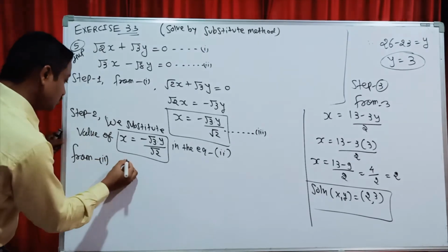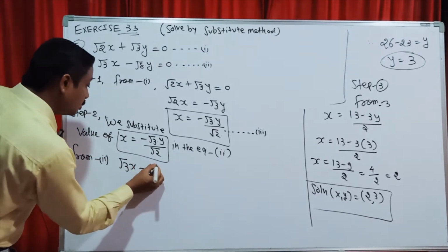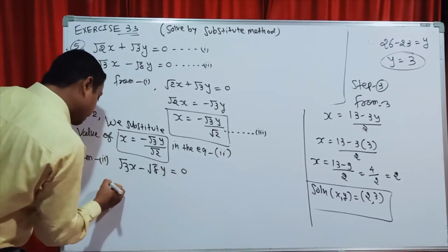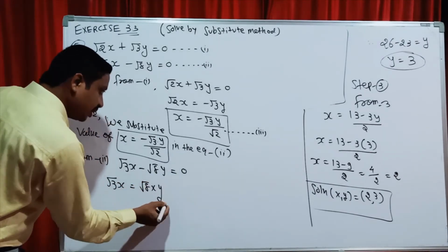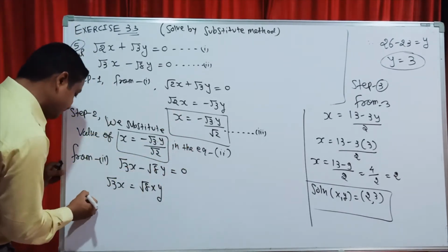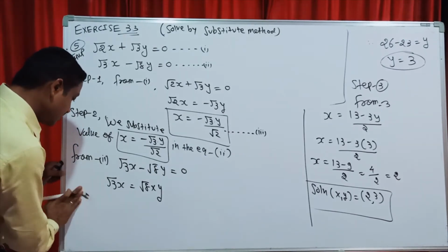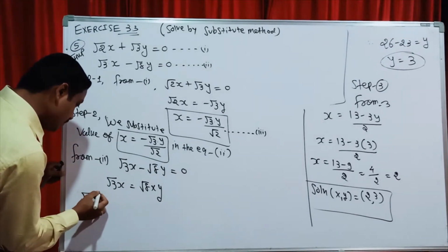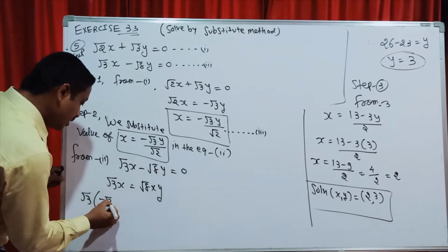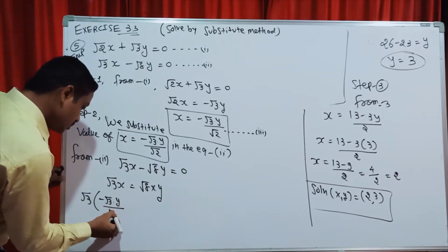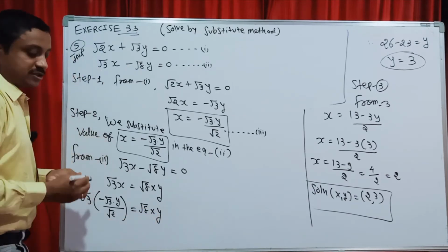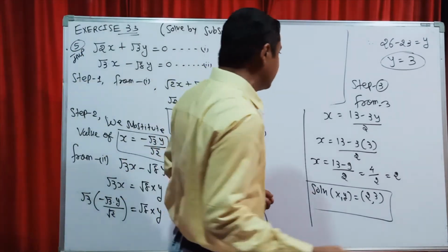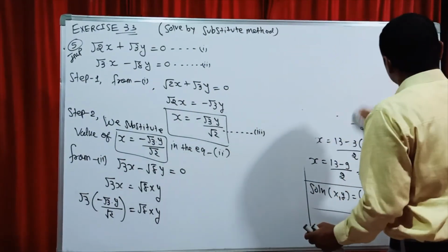So from 2, root 3x minus root 8y is equal to 0. You get root 3x is equal to root 8y. And putting this value successfully for x. What is the x value? Yes, it is root 3 into minus root 3y by root 2. And here root 8y is the same. Students, this calculation is just a typical type of equation.